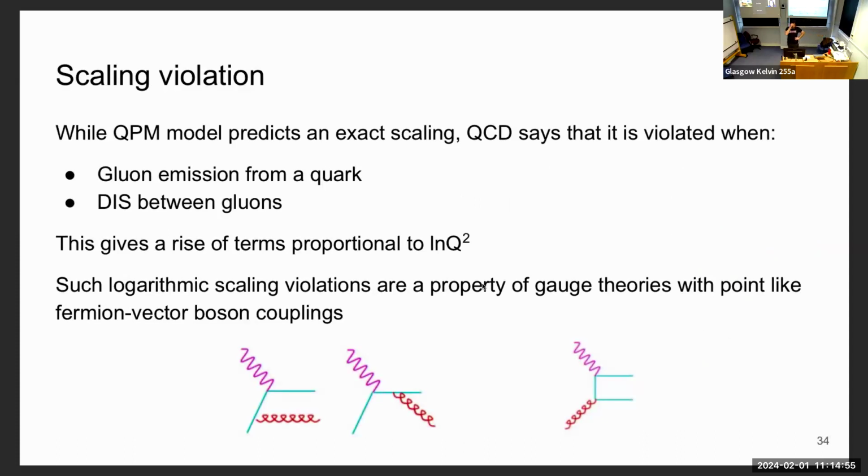Scaling violation. As I said, the quark model predicts exact scaling. That means the Callan-Gross relation holds, and the structure functions do not depend on Q squared. But the quark model ignores the fact that there's gluon emission from a quark, or that there can be inelastic scattering between gluons. This part gives a dependence to the structure function by a factor proportional to the logarithm of Q squared. So the logarithmic scaling violation is a property of the gauge theory, of the point-like fermion-vector boson couplings.